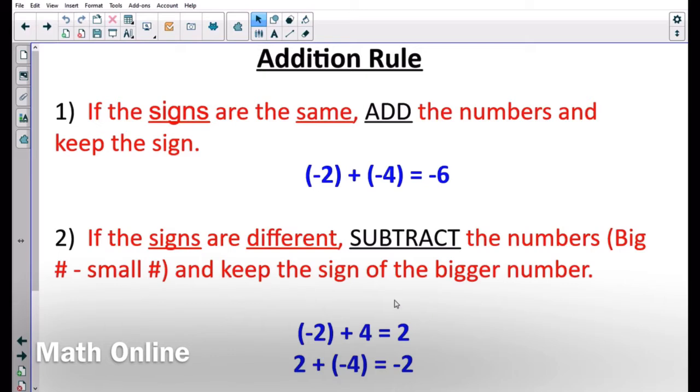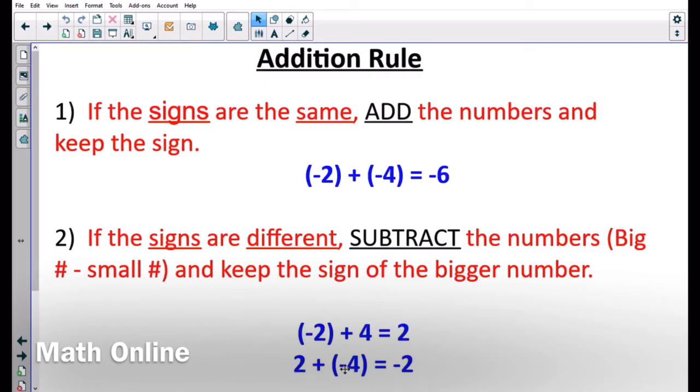So let's look at the next scenario here. We have positive 2. Even though it doesn't have a positive sign in front of the 2, it's still positive. Okay, guys, just keep that in mind. So 2 plus negative 4 equals negative 2. So here's the thing. The 2 is positive and the 4 is negative.